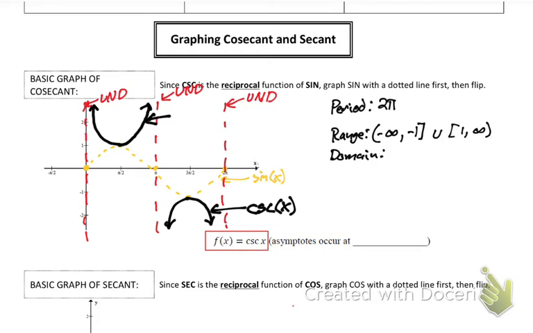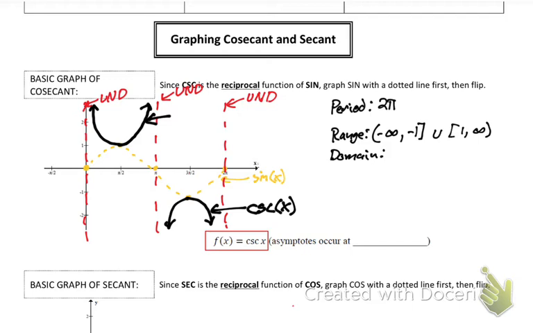Domain's a problem. Domain for sine and cosine, easy. Negative infinity to infinity. But here, can I go from negative infinity to infinity without taking my finger off the graph? No, I have to keep picking it up and putting it down, picking it up and putting it down. So basically, I have to go from 0 to pi, lift up my finger, pi to 2 pi, lift up my finger, 2 pi. I don't know who wants to write it like that, because it's going to take an infinite amount of time. So we're going to do something instead.